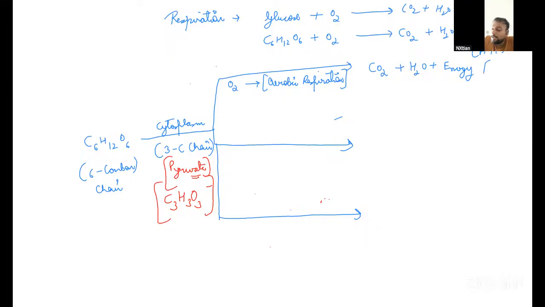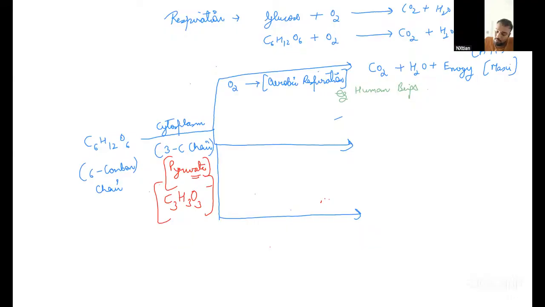And it is good to know that maximum energy is released, like maximum glucose is utilized to give us energy. And this happens in human beings or animals or those who take oxygen.